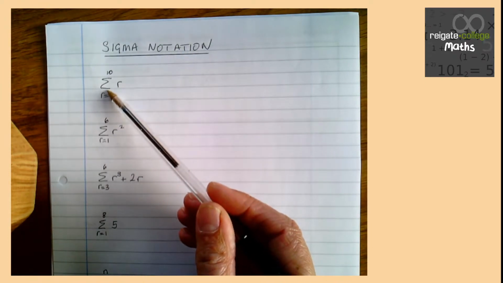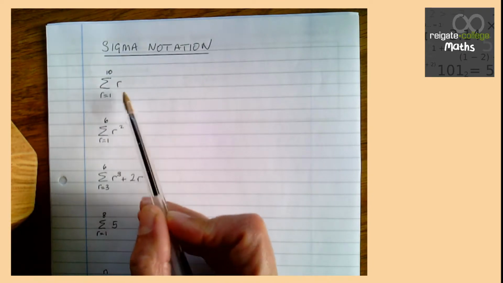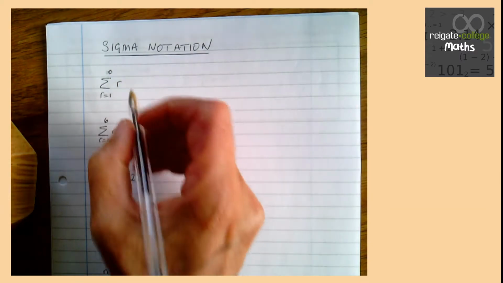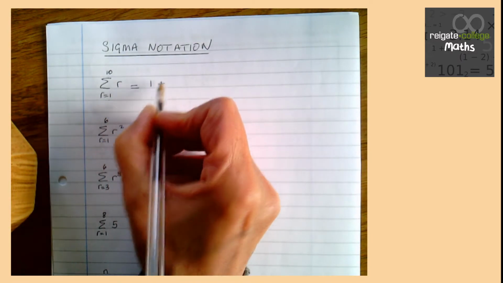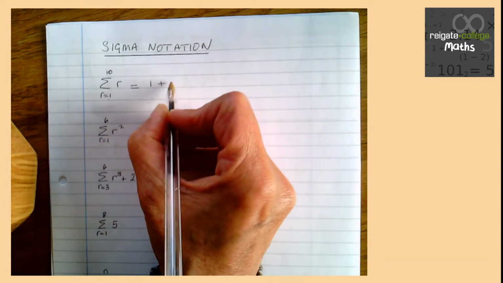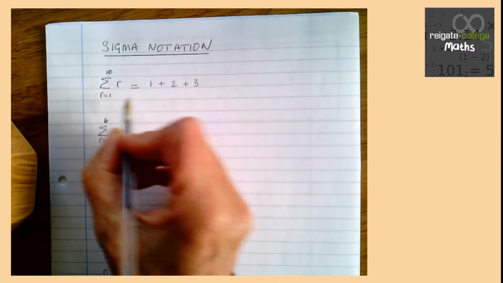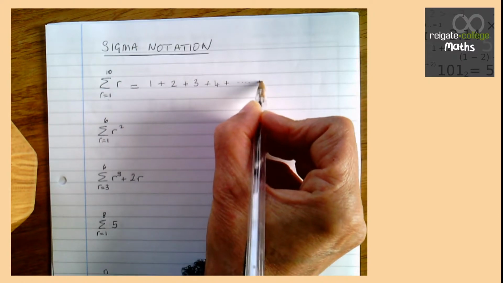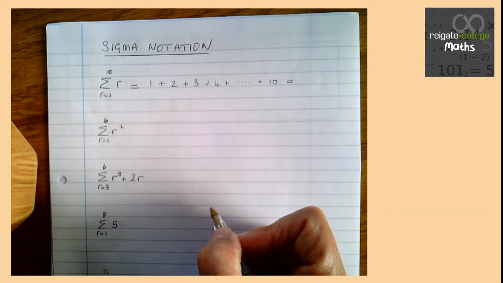This is the Greek letter sigma, and in maths we use it to mean the sum of a set of things. So if we've got the sum of the r's from r equals 1 up to 10, this notation means start off with r being 1, and then r becomes 2, r is 3, and we evaluate what r is going to be, r is 4, and so on all the way up to r being 10. And we could work out what that total was.